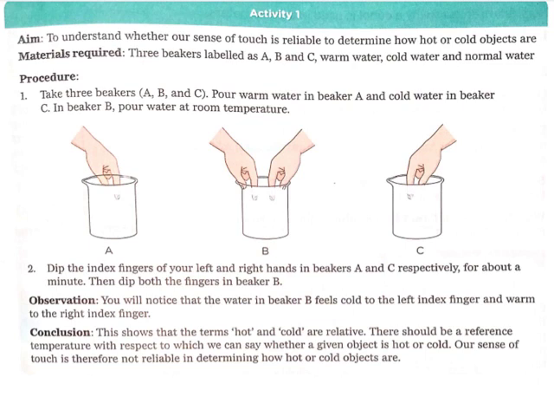Three beakers. They should be labeled as A, B and C. Then warm water, cold water and normal water. So let's check the procedure. Take 3 beakers. Pour warm water in beaker A and cold water in beaker C. In beaker B, pour water at room temperature.